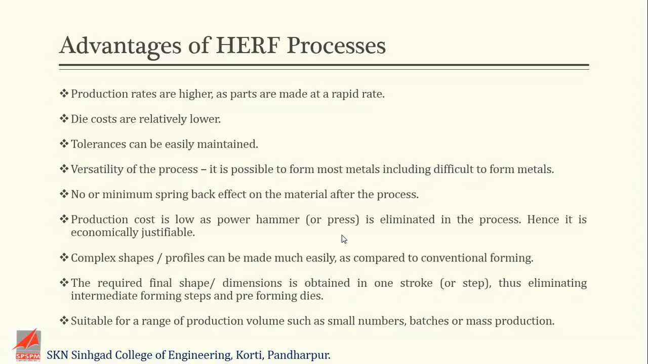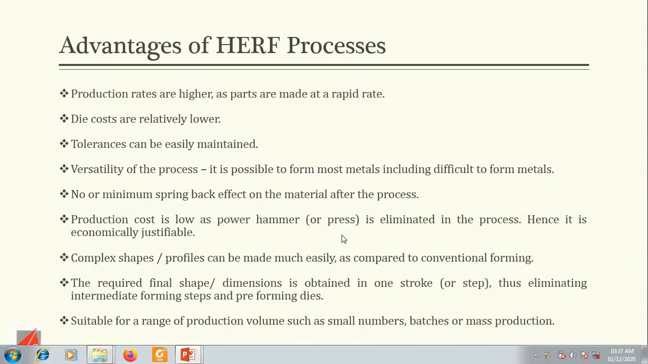Complex shapes can be made much more easily as compared to conventional forming. Now we can see that in the case of punching or piercing operation, if the die is made more and more complex, then the chances of the workpiece attaching to the die are more. This is not happening in the case of high energy rate forming process. The required final shape is obtained in one stroke, thus eliminating intermediate forming steps or pre-forming dies. These intermediate forming steps and pre-forming dies are required in conventional forming process.